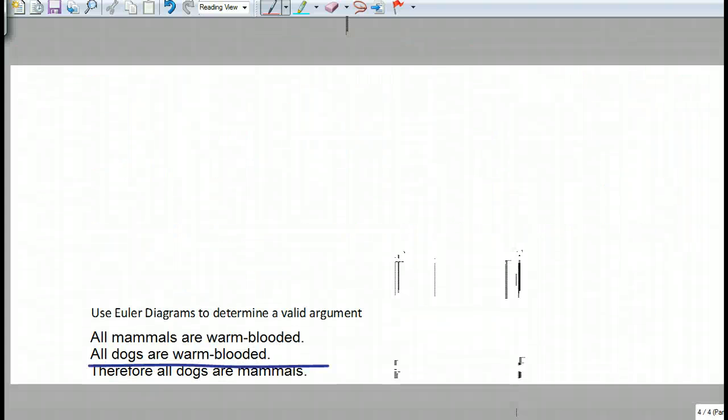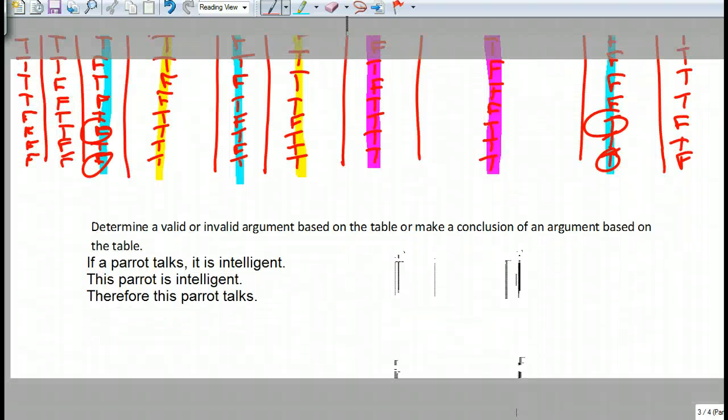In order to be valid, does it have to be a tautology? Yes, it has to be a tautology. Okay, all right, let's look at the next one.